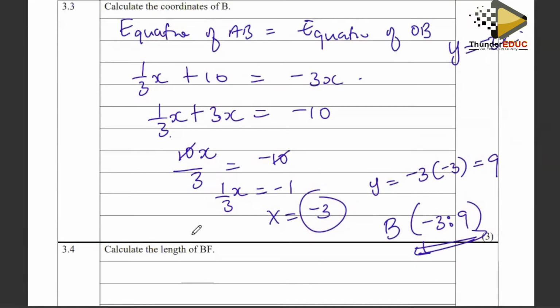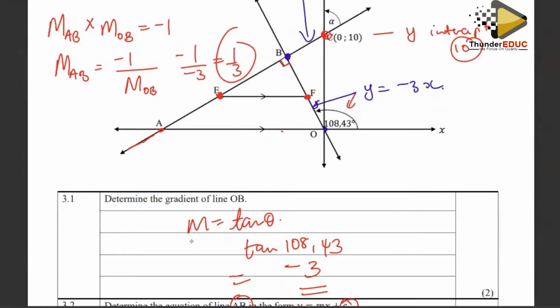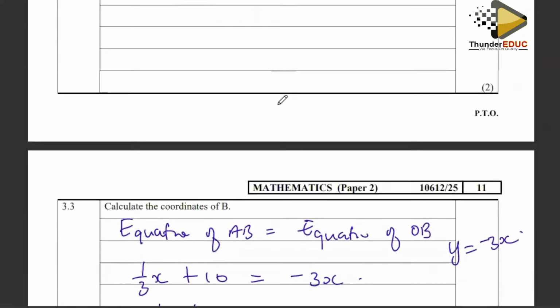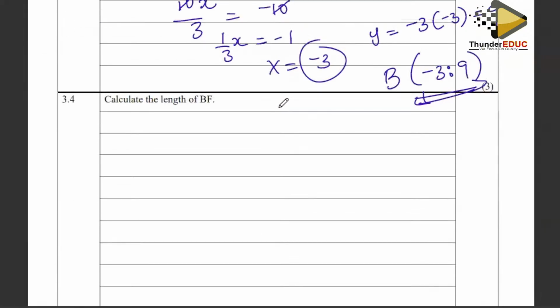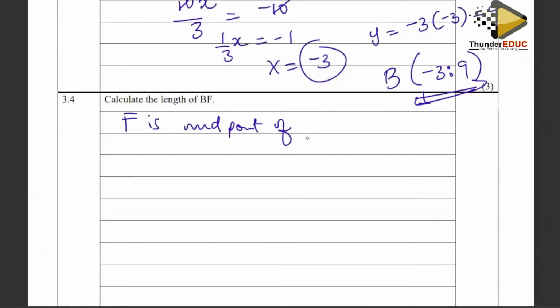Then they want us to get the length of BF. We say this is negative 3 and 9. Where is BF? From here up to there. But we don't know the coordinates of F. So the quick way, since F is a midpoint: step number 1, we say that F is a midpoint of the side BO. The reason being, we have the midpoint theorem.